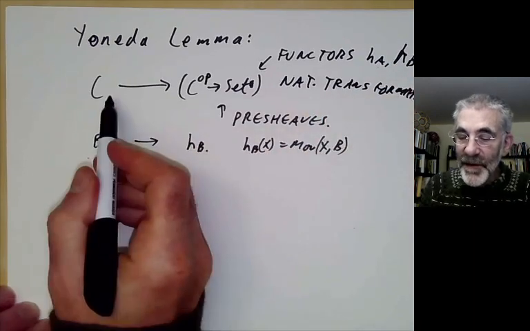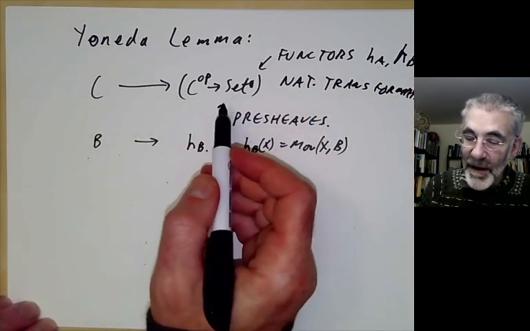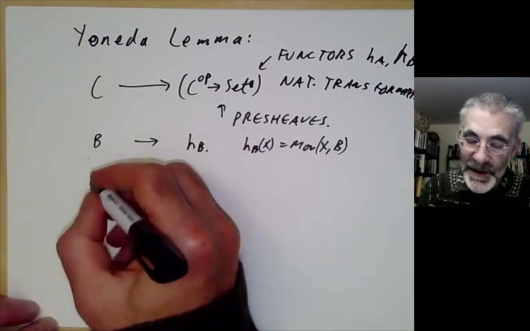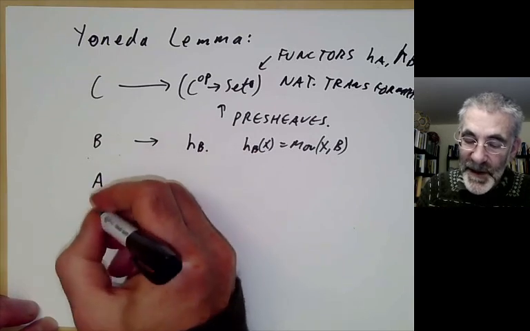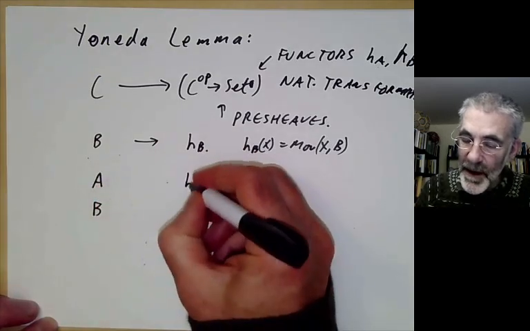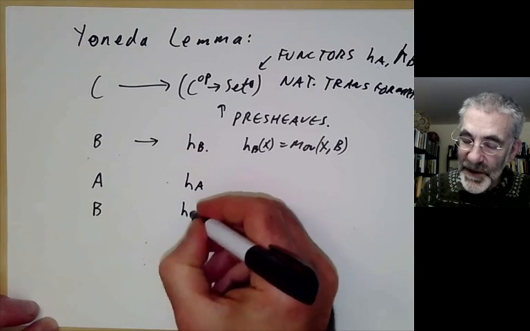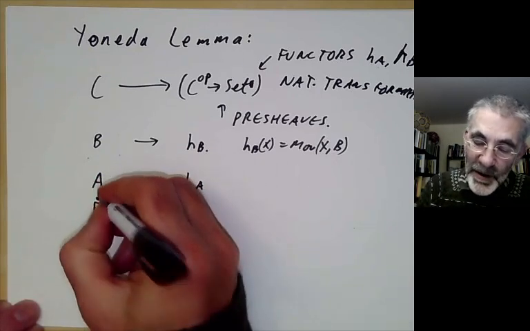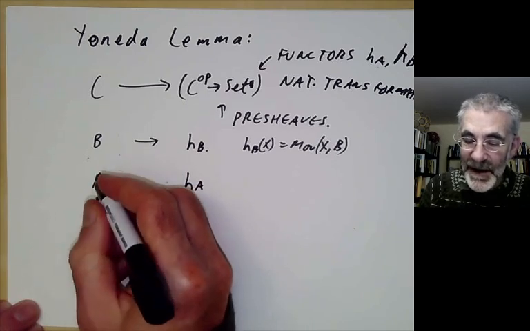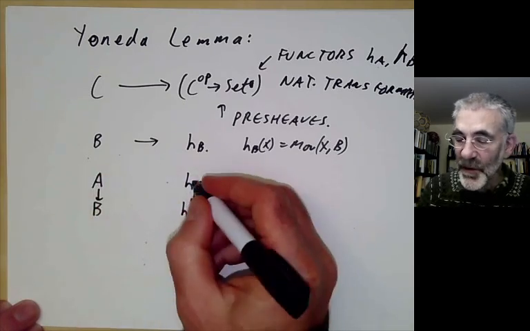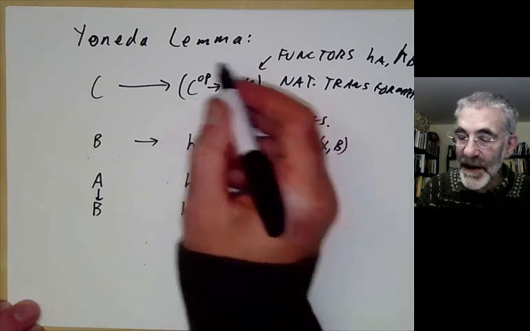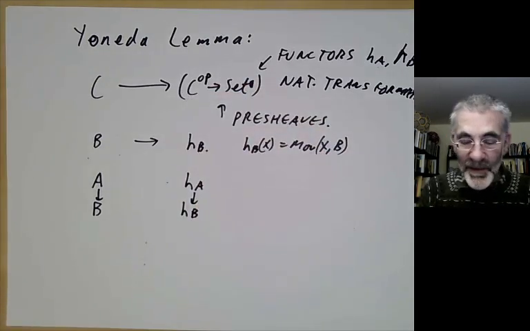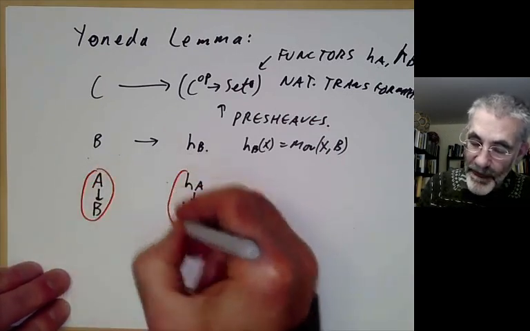So here we've got a functor between categories, and we want to know what is the relation between these two categories. In particular, suppose we pick two objects A and B, and we've got the corresponding functors H_A and H_B. Then we could look at morphisms from A to B in the category C, and we could also look at morphisms between these functors in the category of presheaves. And Yoneda's lemma says very simply that these are the same.